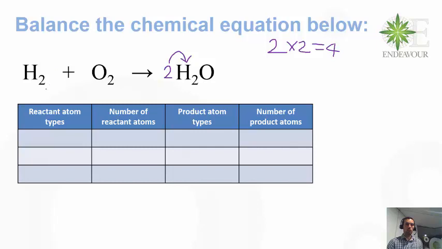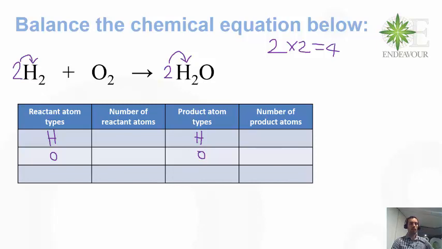So because we've already got 2 hydrogen atoms here, if we put a 2 in front of that, that will give us 4 hydrogen atoms, because 2 times 2 equals 4. So now that I think I've balanced this chemical equation, then we can fill in this table. So the reactant types, there's the hydrogen and the oxygen. That occurs on both the product and the reactant side, like so.